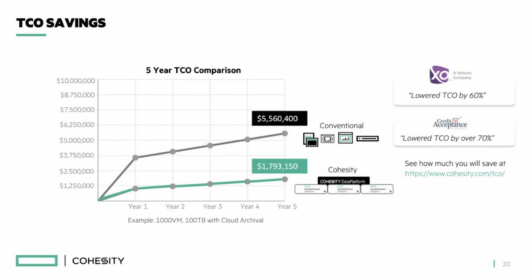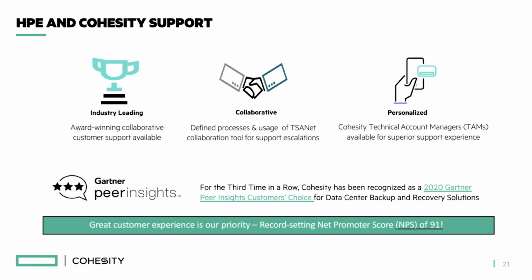So we have seen about 70% and higher lowered TCO. And if you want to see exactly how much you would save, feel free to go to cohesity.com/TCO and get your own results of how much possible TCO savings you could realize with this.